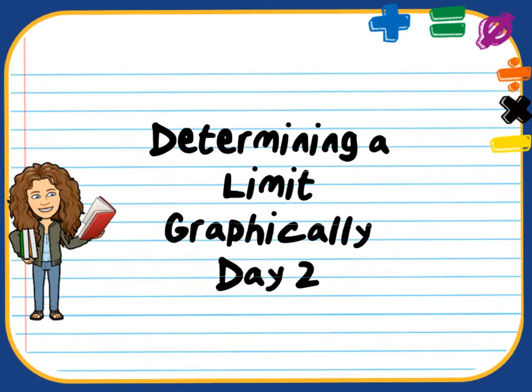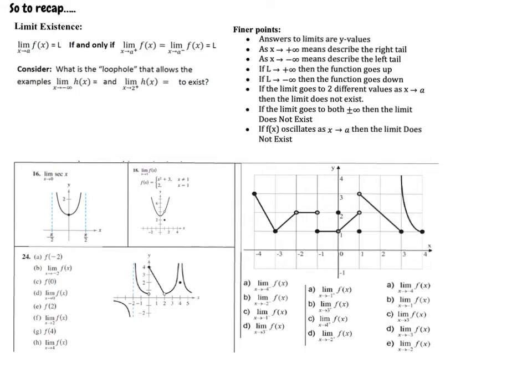Today we're going to finish determining a limit graphically. So, to recap, we know that the limit as x approaches a of f of x equals some arbitrary value, L, if and only if your right limit equals your left limit, which is equal to the same number.